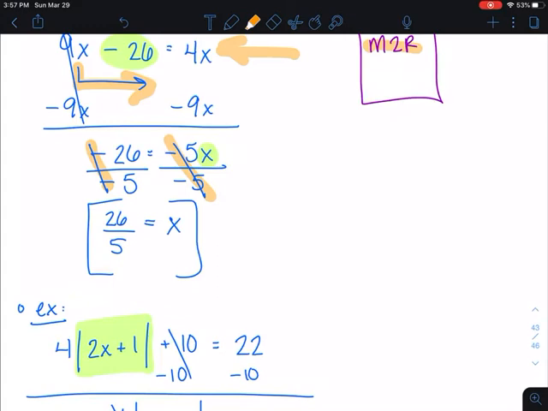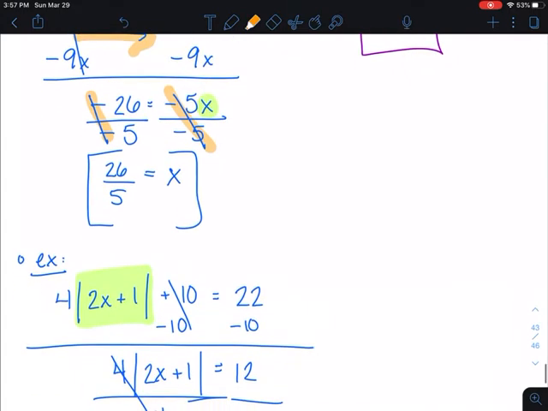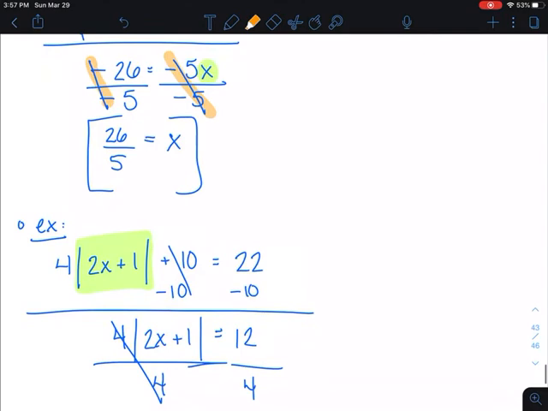That's a decimal. It should be 5 point something, I think 5.2. So we left it as a fraction, or you could leave it as a decimal as well. Either way would work.